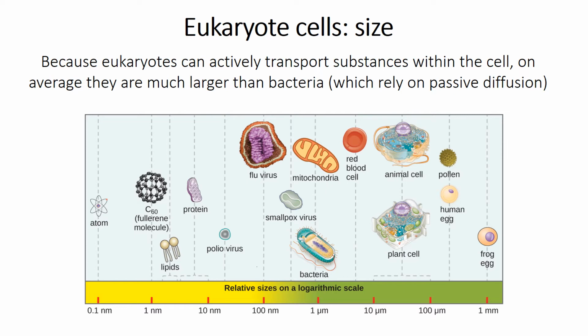So there are some big bacterial cells and also some really big eukaryote cells, but things that are between 10 and 100 microns, which is millionths of a meter, so 100 microns is about the width of your hair. So cells about that size are much more likely to be eukaryotes than they are to be bacteria.